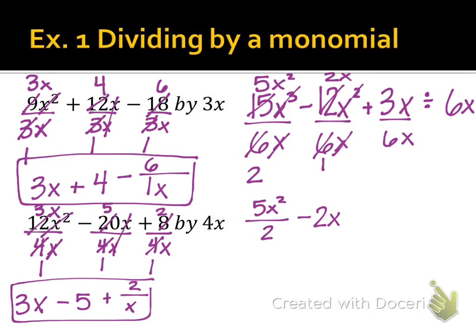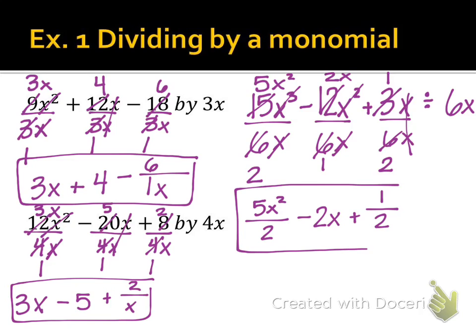And then last but not least, what number goes into both 3 and 6? 3. 3 can go into 6 two times. 3 can go into 3 one time. And what can I do with my x's? Cancel them out. Now, what is on top of this fraction? A 1. It has got to stay there. I cannot say that my last term is 2 because that would not be correct. Okay? So this would be your final answer here.